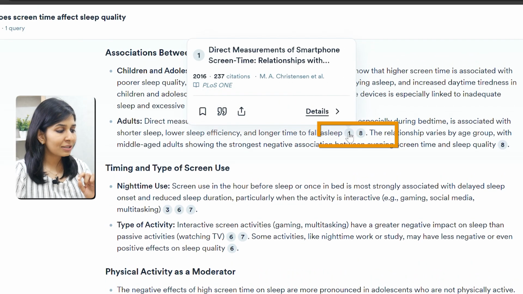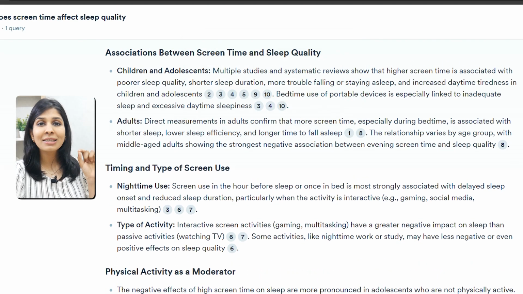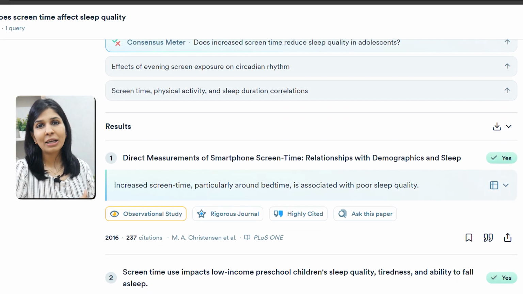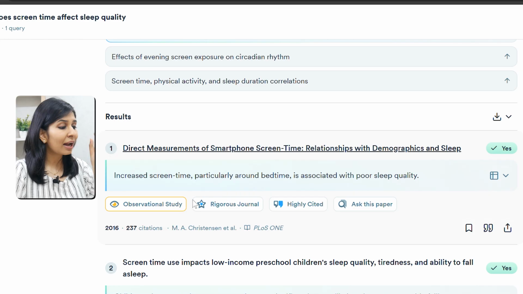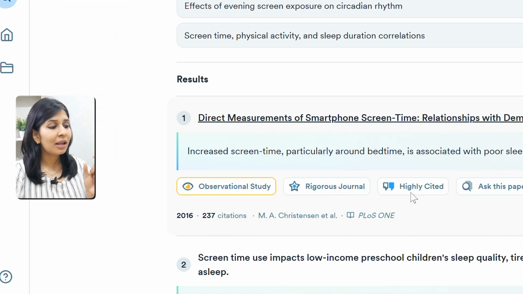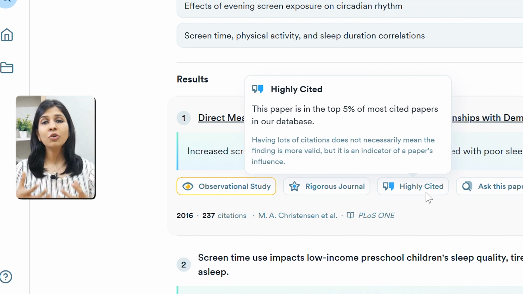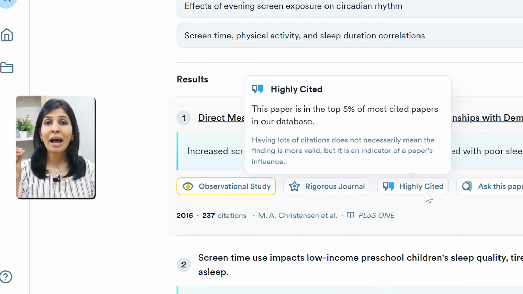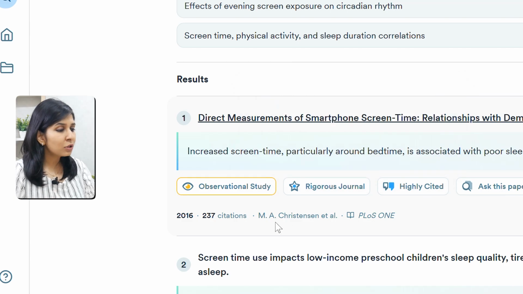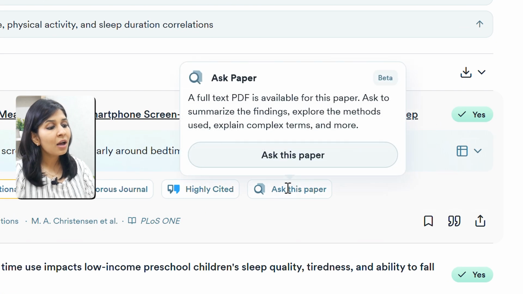And if I click on the citation, then I am taken to the exact paper which mentions that information. Now another great thing that Consensus has done is categorizing the papers as observational study, rigorous journal, highly cited. That gives us a good understanding of which papers are absolutely worth our attention. For instance, I am looking at the first paper here which has 237 citations, and if you see, it has this Ask This Paper option, which means there is a full text PDF available for this.